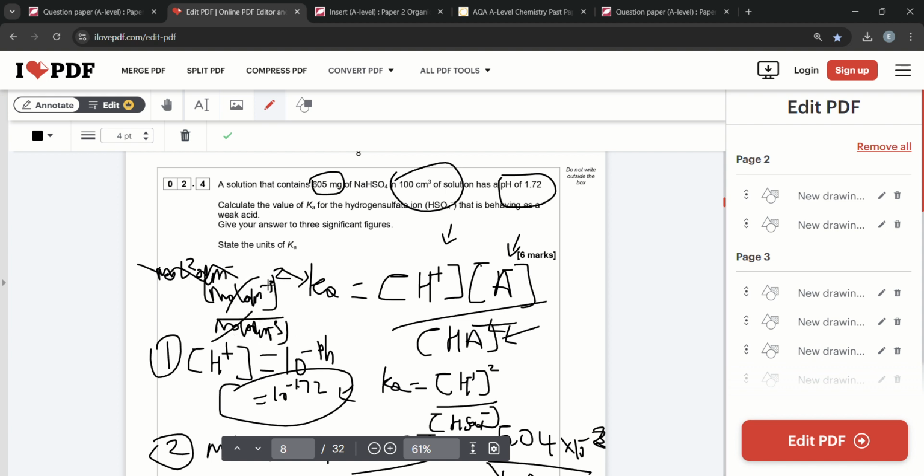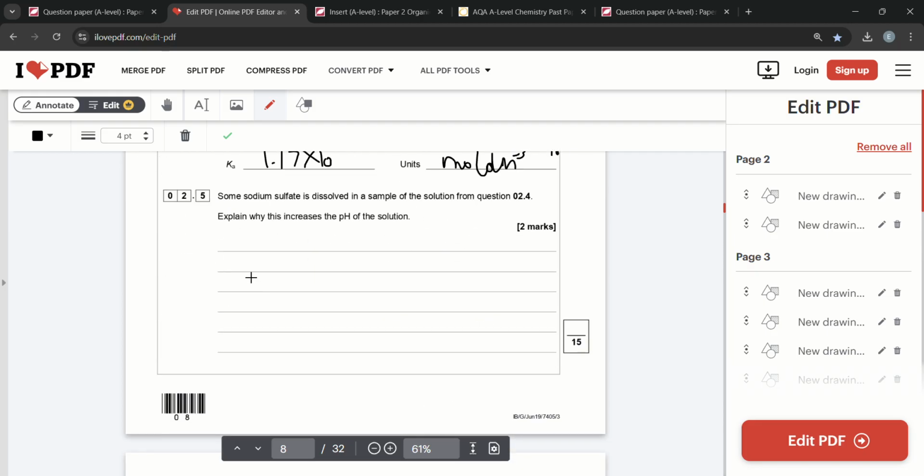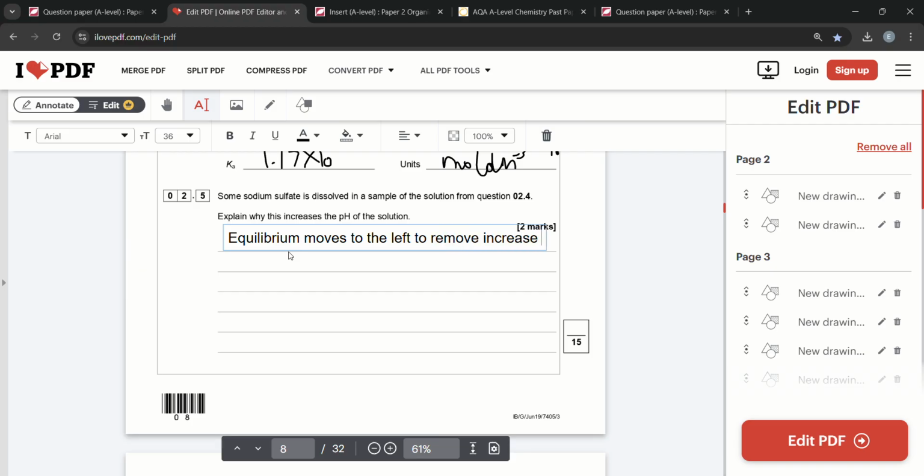So that cancels out, and you're just left with mol per dm minus cubed. Explain why this increases the pH of a solution when sodium sulfate is dissolved in a sample of solution. Question 2.4. Well, the equilibrium moves to the left as sodium sulfate is added to counteract, to remove the increased SO4 2 minus. Therefore, the concentration of H plus ions, well, what's going to happen now? Well, that's going to decrease, hence pH increases.